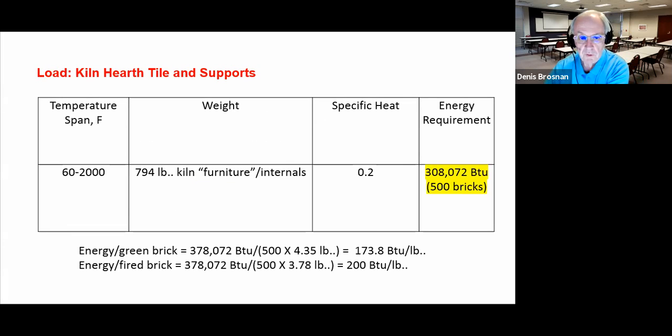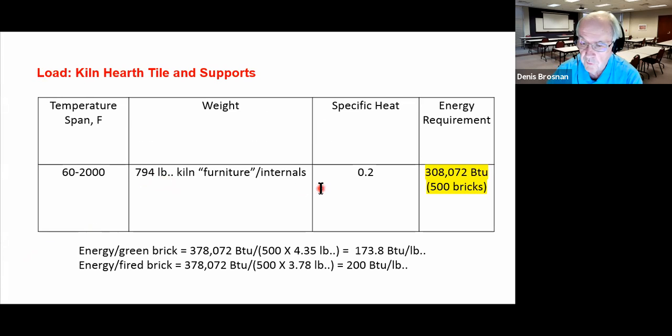Okay, now let's deal with the internals in the kiln supports, and I computed 794 pounds of kiln furniture and bricks. Looks like my spell checker has given me an extra period here in the abbreviation. That happens a lot to me.